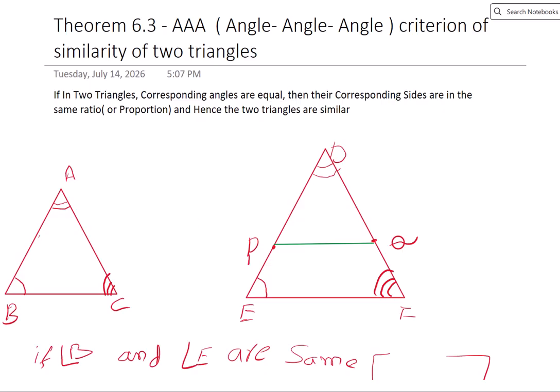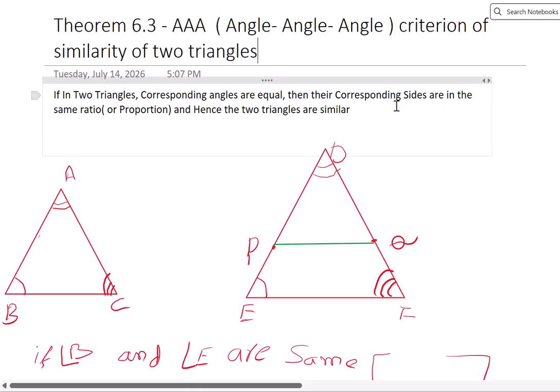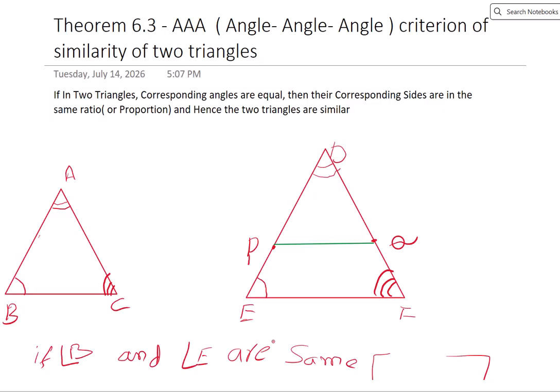So now their corresponding sides are in the same ratio. That means their corresponding sides are in the same ratio. Not saying they are the same size, they are just in the same ratio. So what does it mean? Let's say if this is 2 and this is 4, what is the ratio? 1/2. Similarly, this and this are also in the same ratio. It doesn't need to be the same size but the same ratio. So this is a 1/2 ratio. This also has to be 1/2.